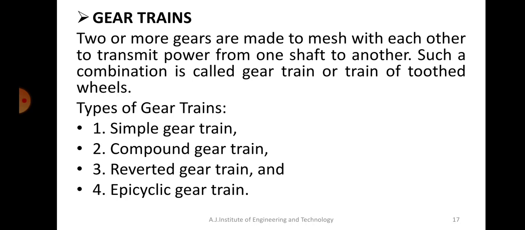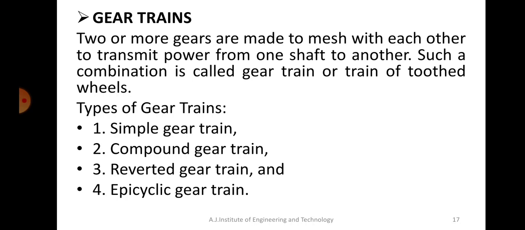You know the meaning of a train, right? When we connect multiple bogies together, we call that a train, not only one. Similarly, gear train means when you have a number of gears connected together. So by definition, when we have two or more gears that are made to mesh with each other to transmit power from one shaft to another, such a combination is called gear trains or train of toothed wheels. Okay, so generally we call that gear trains.